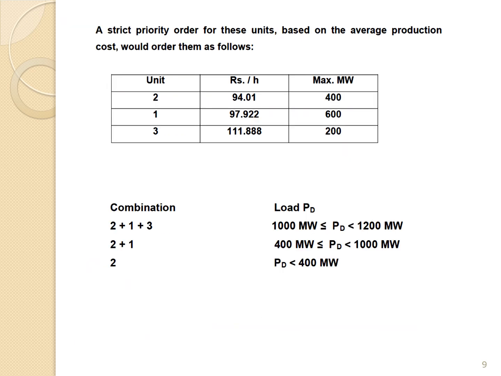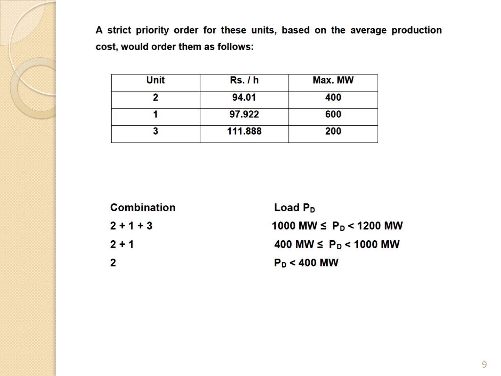Based on the calculation of average production cost, now we can order the 3 units and we can create a priority list for the 3 units. Now as the cost obtained for the unit number 2 was least, so it will be given the priority 1. The priority 2 will be given to the unit number 1, which is having the average production cost of 97.922, and the last priority will be given to the unit number 3, which is having the highest production cost. And the maximum capacity of all the 3 units is also written here.